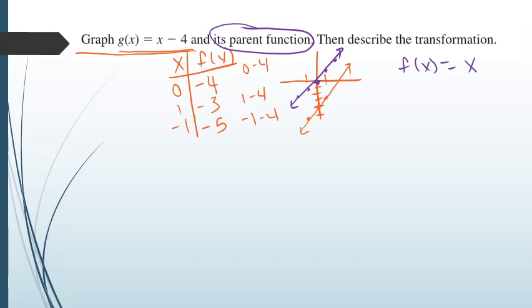All right, so what happened to this graph then? It looks like, and if I were on graph paper, I could see this a little bit better, but basically what happened was this moved down 1, 2, 3, 4 places. So when it says describe the transformation, we would say down 4.